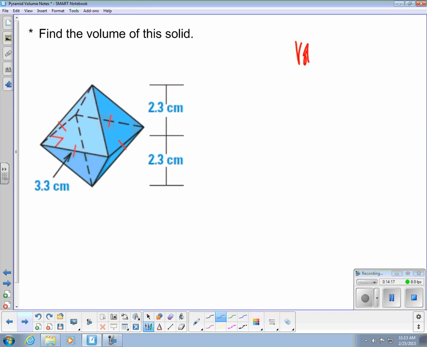All right, when you're done here, the volume for this figure is going to be 16.698 centimeters cubed. I'm going to rewrite that down here. The board's going to look crazy. Volume is equal to 16.698 centimeters cubed.